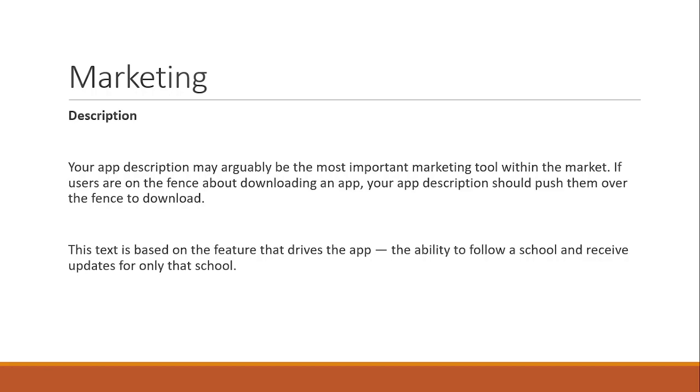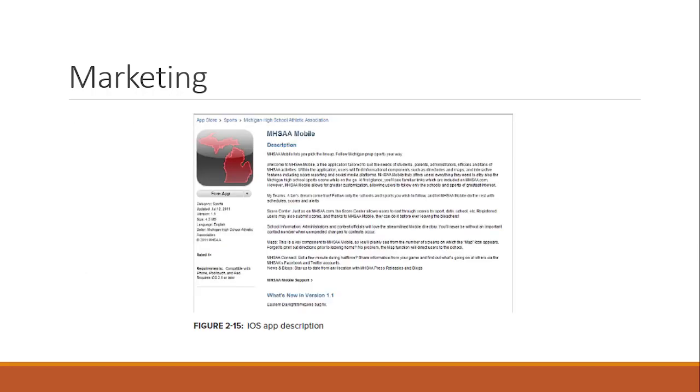So this text is based on the features that drive your application, for example, the ability to follow a school or receive updates only for that school. That will be a big factor in the users deciding to download your application.